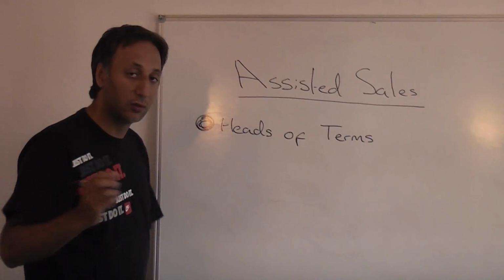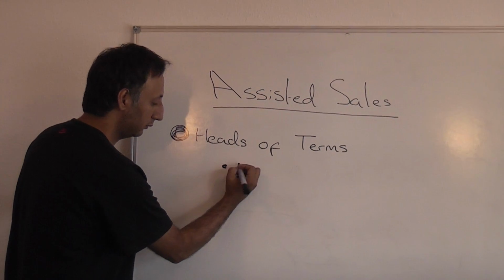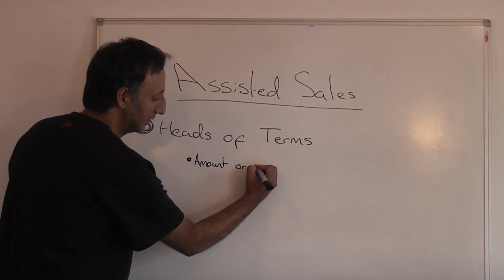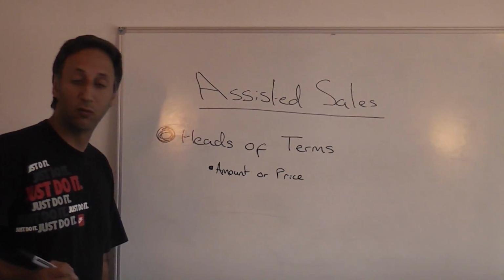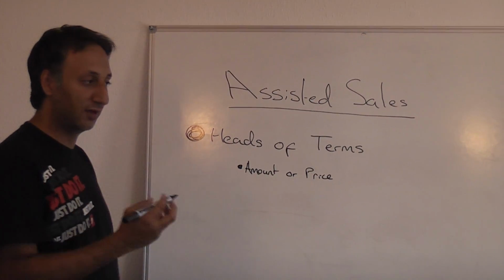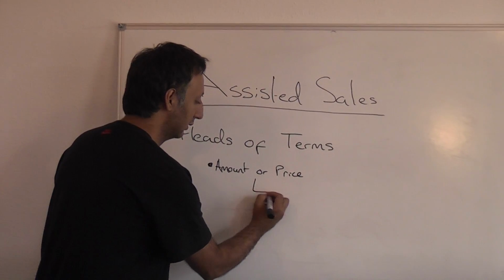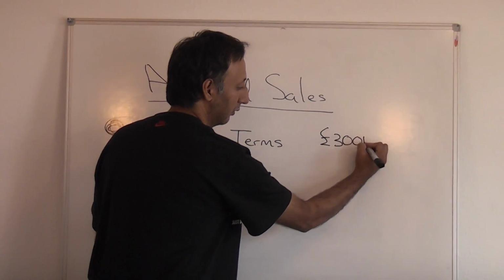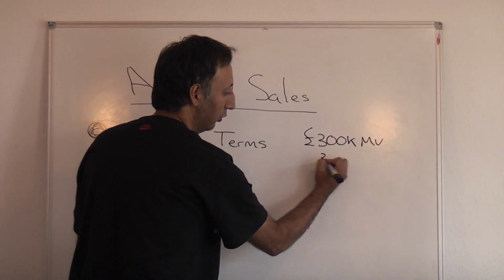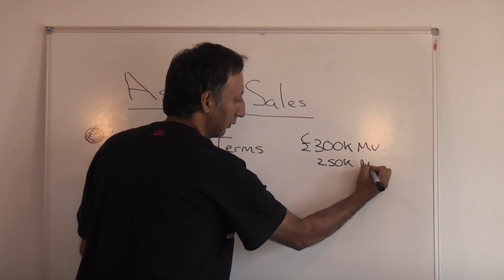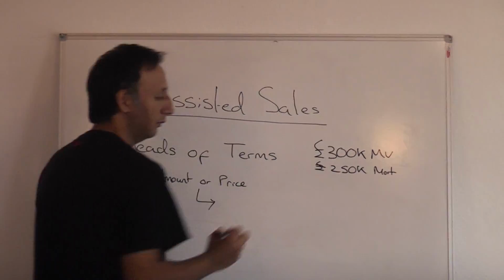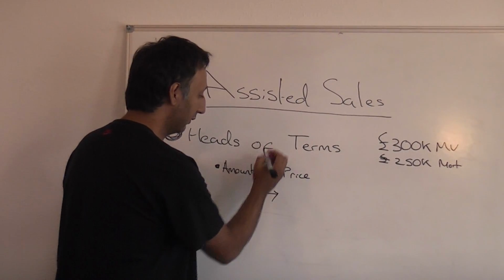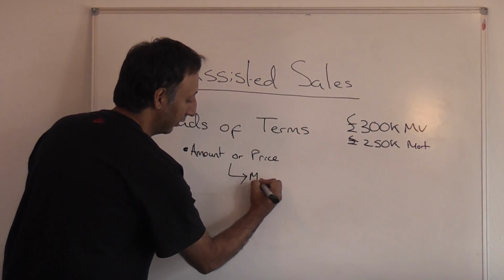So the kind of things that you will have agreed is the amount or price that you're selling the property for, or rather buying the property from the vendor. I'll come back to that term buying. So let's take an example. Let's take the example of the £300,000 house. It's worth 300k. It's got a mortgage of 250k. So if we look at that example, what I would do in this case is I would say in my heads of terms that the mortgage will be paid out in full.